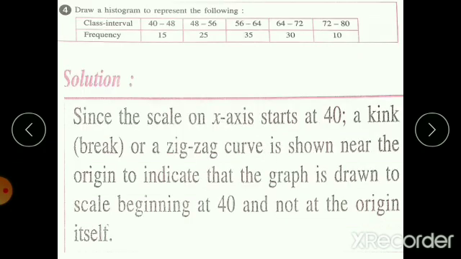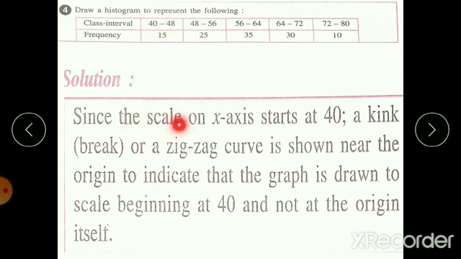Let's see one more. Draw a histogram to represent the following. Here the class interval does not start from 0 to 10. It is starting from 40 to 48, 48 to 56, 56 to 64. It is an exclusive class interval, so you need not change it. So you have 40 to 48.